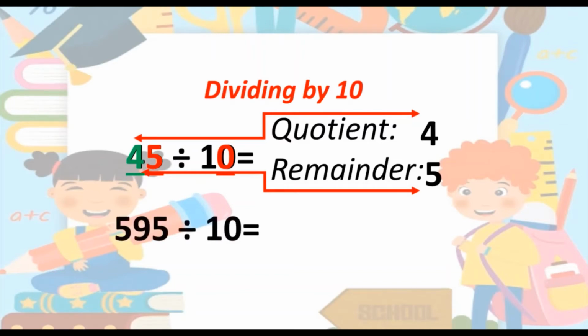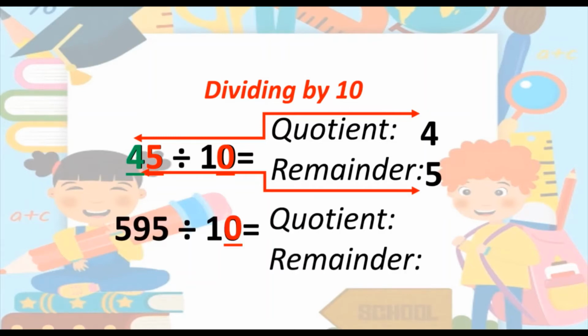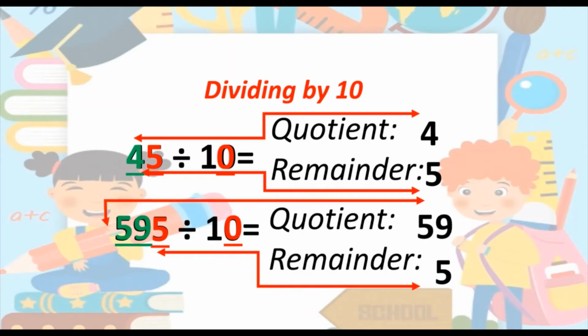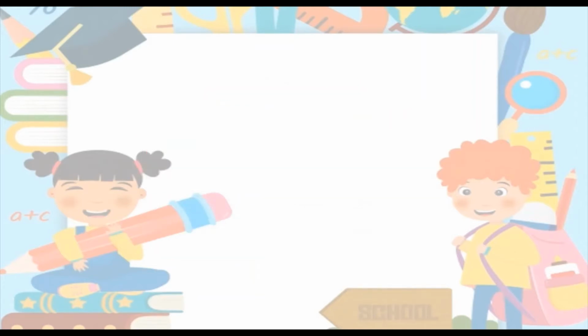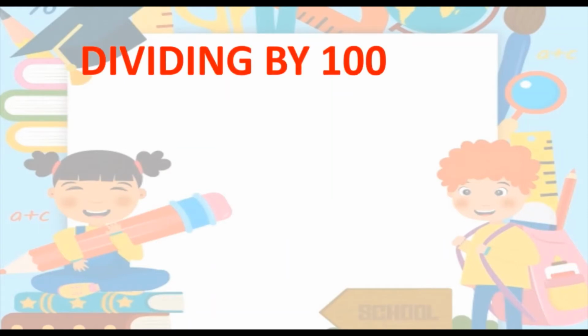Let us take another number, 595 divided by 10. So again, the digit in the ones place is 5 here, which becomes the remainder, and the remaining two digits here become the quotient. So the quotient becomes 59 and remainder becomes 5. Did you see, children? Maths is so much fun.